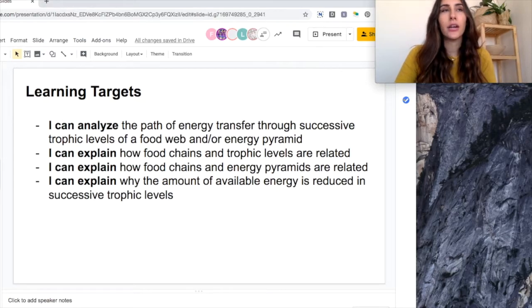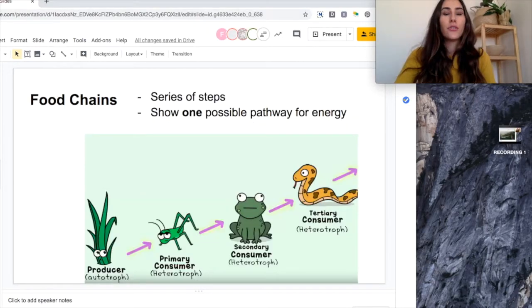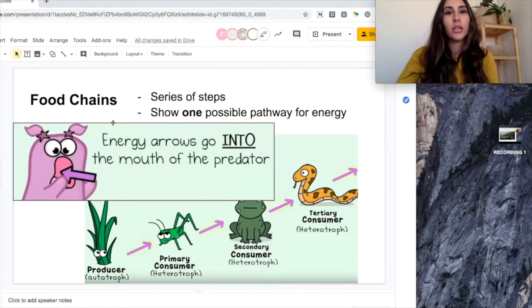So as you can see here, the main focus of today's lesson is going to be energy transfer in an ecosystem. So the first thing we want to talk about are food chains. Food chains are a series of steps and they show one possible pathway of energy. Essentially, these arrows that you see right here in the food chain are representing the feeding relationships that are going on, and they're also showing the energy that is going into the mouth of the predator.